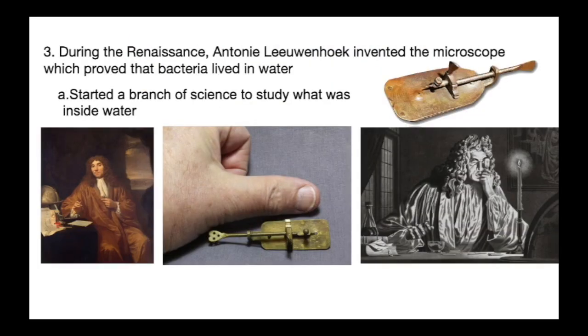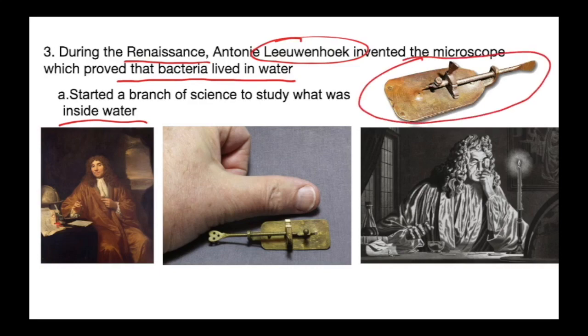Okay, then we come to the Renaissance, and this guy, Leeuwenhoek, he invented the microscope. And because he did that, he proved that there were other things living in water, bacteria. And he, in fact, started a branch of science where we study what is inside water. So here is the microscope he invented. Now, you might not realize that thing is tiny. Look at that. What you would do is hold it up to your face like that and look through it. Anyway, that's the first microscope.